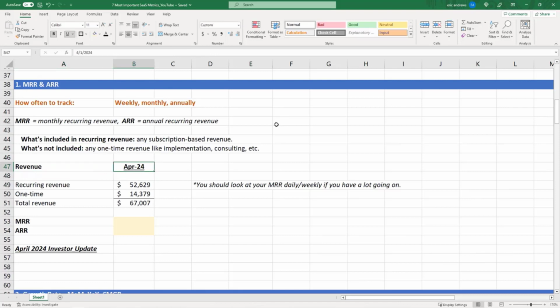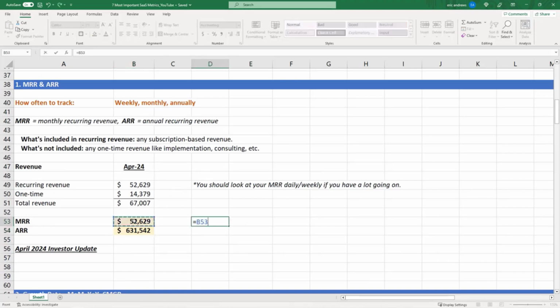So if this is your revenue, you'd have basically a breakdown between your recurring revenue and your one-time revenue. Your total revenue would be 67,000. Your monthly recurring revenue would be 52,000. And then your ARR is your monthly recurring revenue times 12. So that's 631.